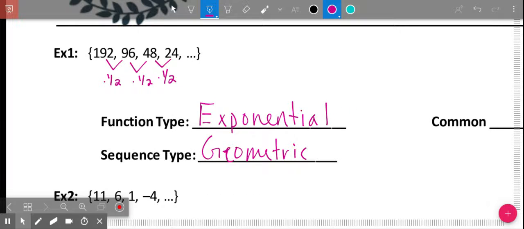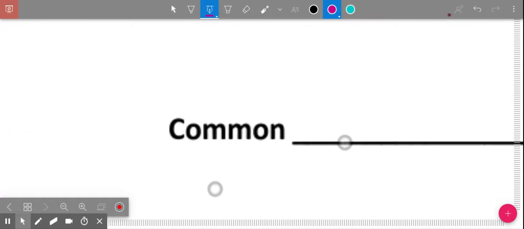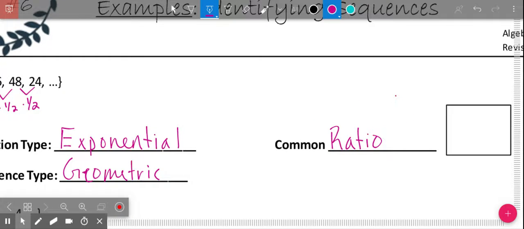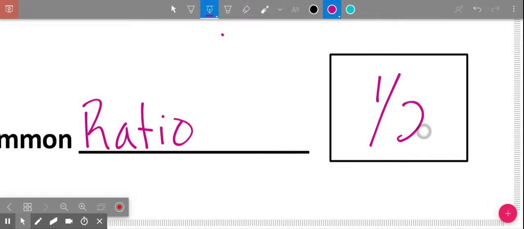Now, whenever we're looking at our common whatever, it's either our common ratio or our common difference. Here we're multiplying, so remember that means we're talking about a common ratio. And we're multiplying by 1/2, so our common ratio is 1/2.